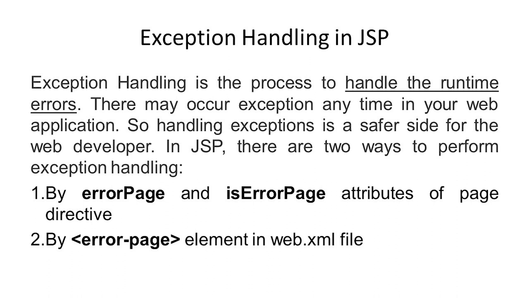An exception may occur anytime in your web application, so you have to remember and be aware of exception handling. In JSP, there are two ways to perform exception handling. One is the errorPage and isErrorPage attributes, and the second one is the error-page tag, which is part of web.xml. In this lecture, we will discuss errorPage and isErrorPage, and an example of them will be discussed.